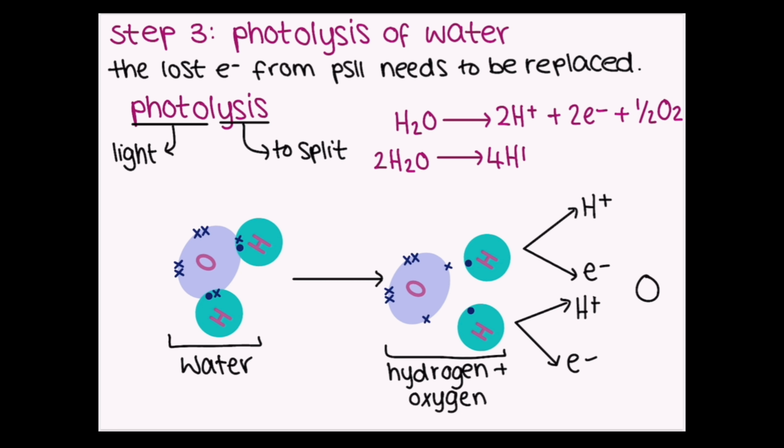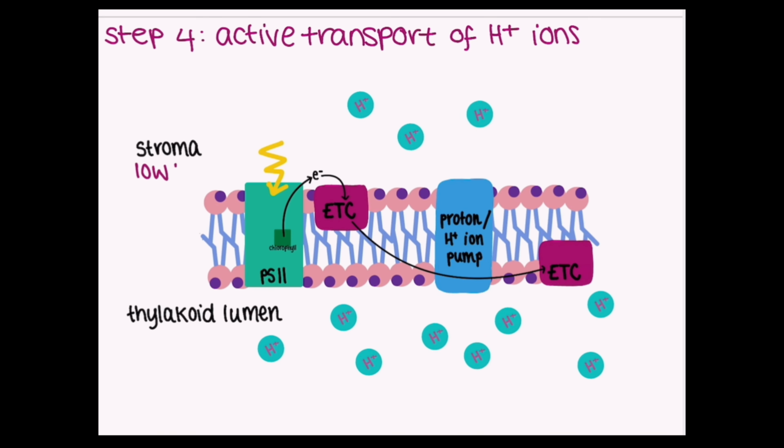There are 2 equations for photolysis that are accepted by the specification. You can either split up 1 single molecule of water and end up with half an oxygen gas molecule, or you can double up so that you end up with 1 molecule of oxygen towards the end. The next step of the light-dependent reaction is the active transport of hydrogen ions against their concentration gradient into the intermembrane space, the thylakoid space.